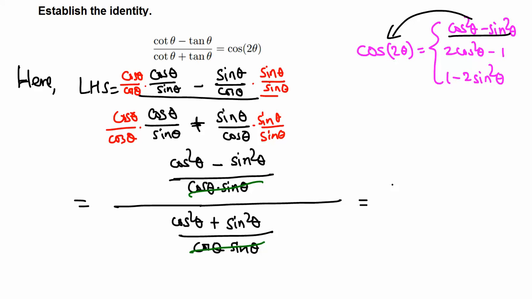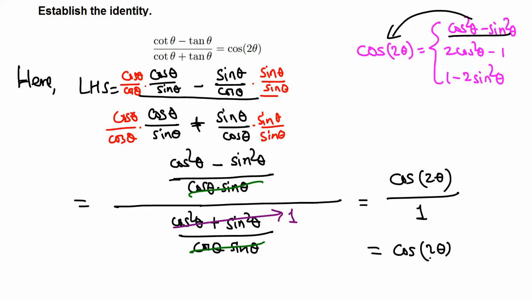So this is, by the way, cosine 2 theta, and cosine square plus sine square, that's the most popular formula, that's equal to 1. Cosine square plus sine square is 1, so we have now cosine 2 theta over 1, which is just cosine 2 theta. That's the right hand side. Okay, and we are good.